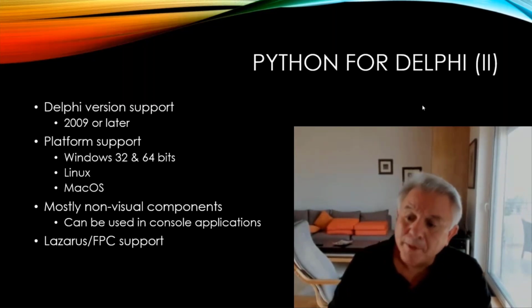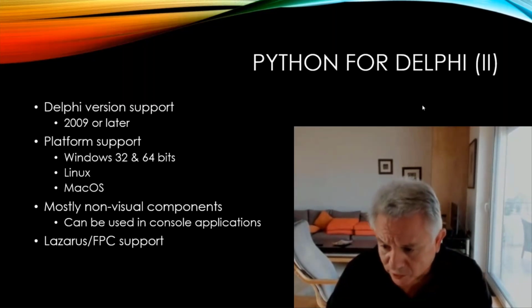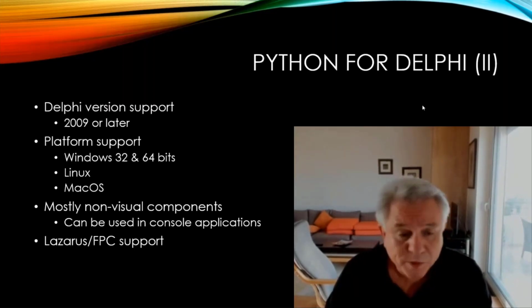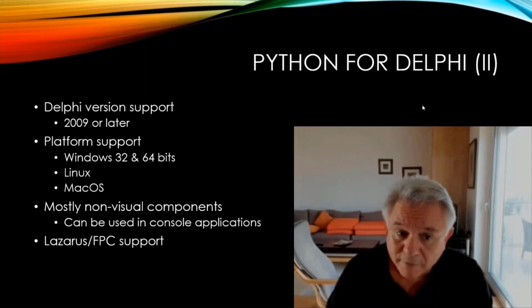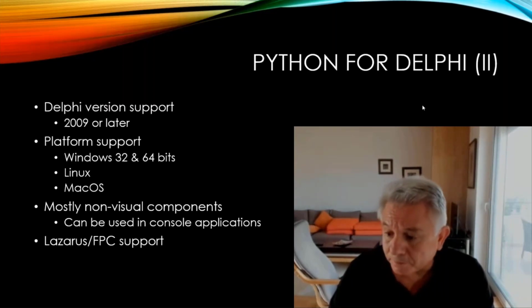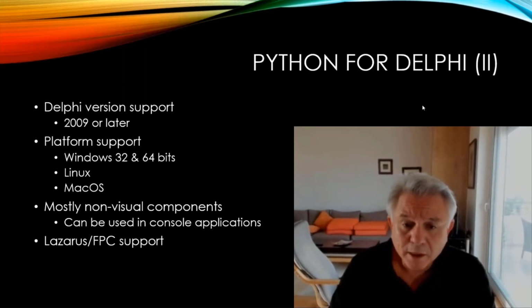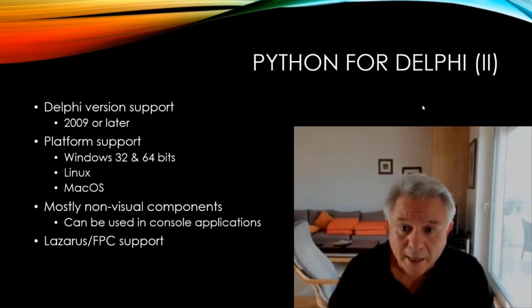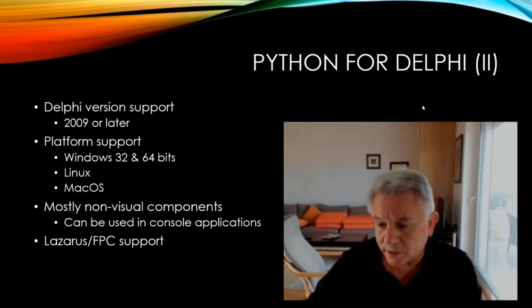In terms of support, Unicode versions of Delphi are supported, so 2009 or later. Platform support: we have support for Windows 32 and 64 bits, Linux, Delphi for Linux, and Delphi for macOS. In addition, the library is compatible with FPC, so you could use the library with the Free Pascal compiler. The other thing is that it's comprised mostly of non-visual components, so it can be easily used not just from VCL but also FMX, and it can be used by console applications. So there's a wide range of deployment and usage scenarios.